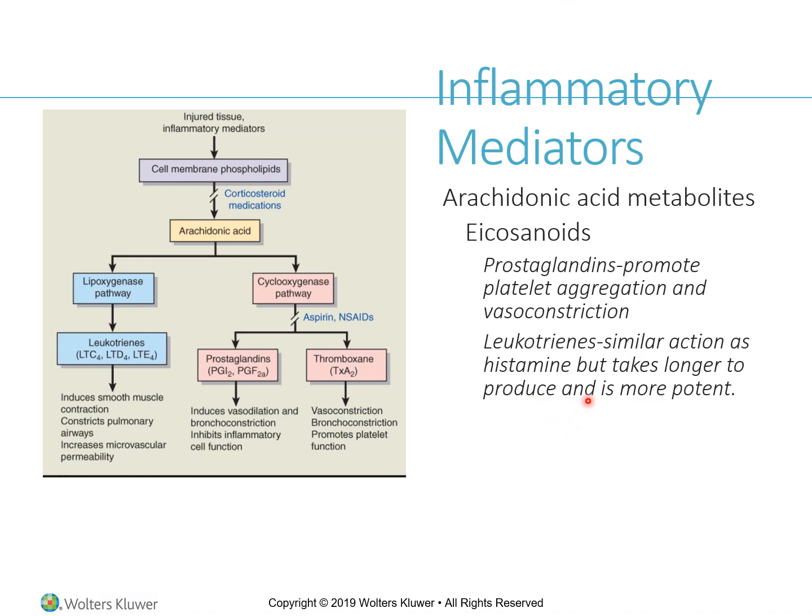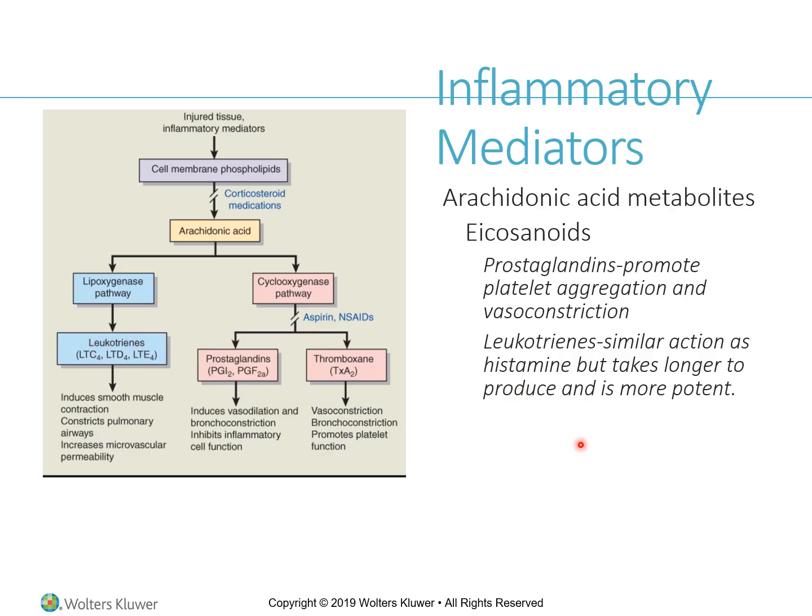Other inflammatory mediators, the arachidonic acid metabolites and the eicosanoids. So two of the inflammatory mediators I would point out in this larger category are prostaglandins and leukotrienes. And so you can see this here. So we have cell injury and inflammation. Cell membrane phospholipids help to produce arachidonic acids that then go through two different pathways to produce their inflammatory mediators. And here are my leukotrienes over here.